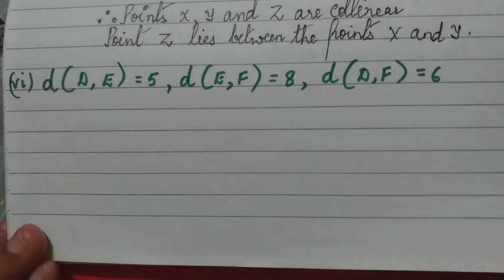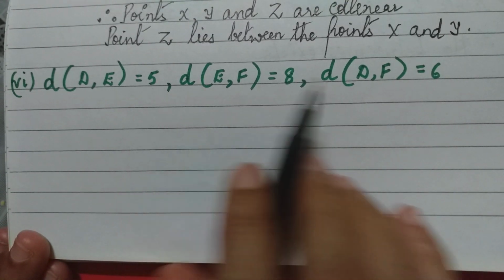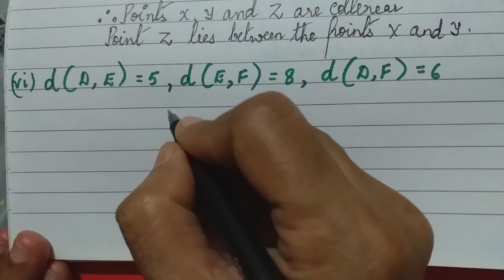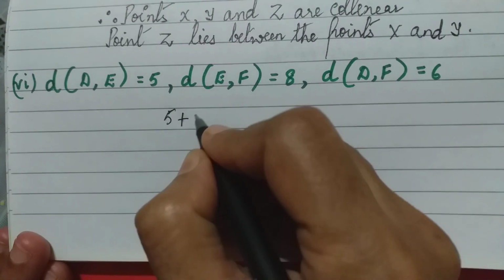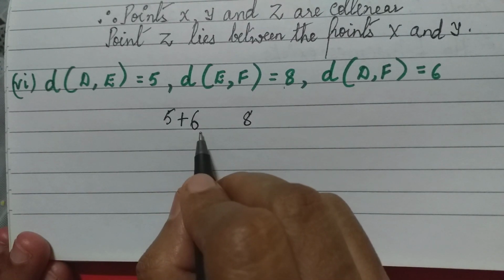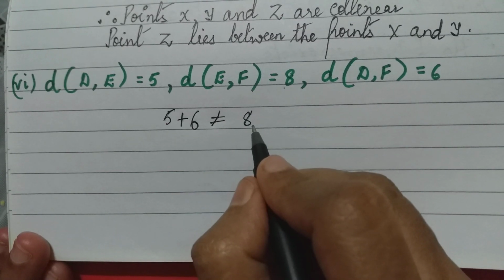Going to the last question here, we have the distances 5, 8 and 6. 5 and 6 are the smaller distances, so we can write 5 plus 6. The larger distance is 8. We write here 5 plus 6 is 11. 11 is not equal to 8.